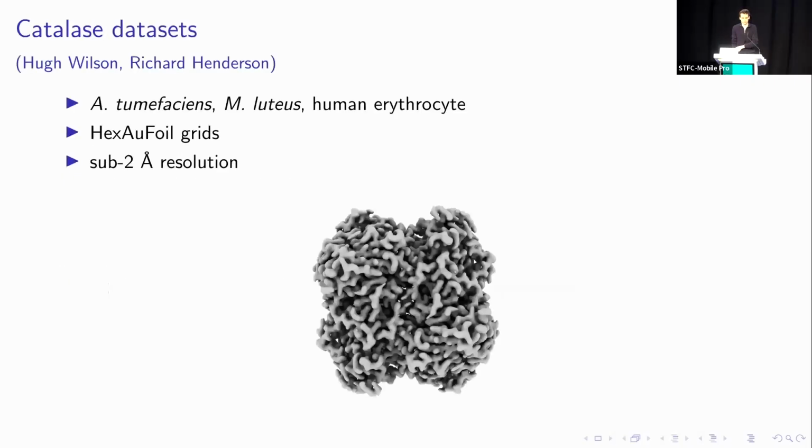Okay, so this work on the catalase data sets was really driven by Hugh Wilson and Richard Henderson in the lab. They've solved to high resolution, so sub 2 angstroms in all cases, the structures of catalases from 3 species, 2 bacterial species and human erythrocyte. And they've used hexafoil grids in order to reduce artifacts due to specimen motion.